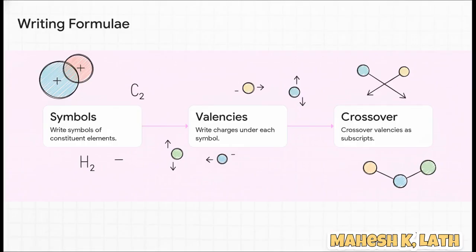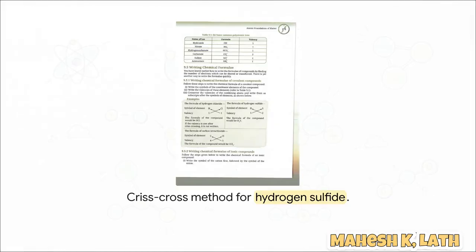Let's try it. Say we're combining hydrogen and sulfur. Write your H, write your S. Hydrogen has a valency of 1, sulfur has a valency of 2. Crisscross them. Bring the 2 down to the hydrogen and the 1 down to the sulfur. We always drop the 1 because it's implied, and you easily get H2S, hydrogen sulfide. It tells you exactly what you need, 2 hydrogens to satisfy 1 sulfur.